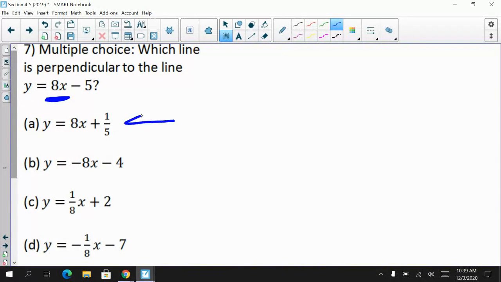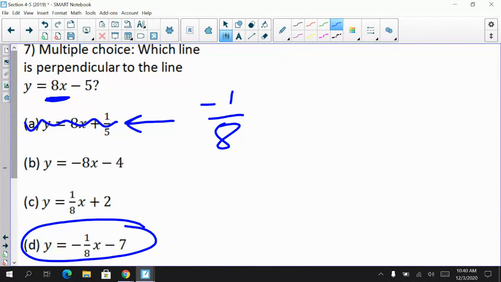If you chose A, you chose the parallel line. The opposite of positive 8 is negative 8, and the reciprocal is -1/8. So the correct answer is choice D.